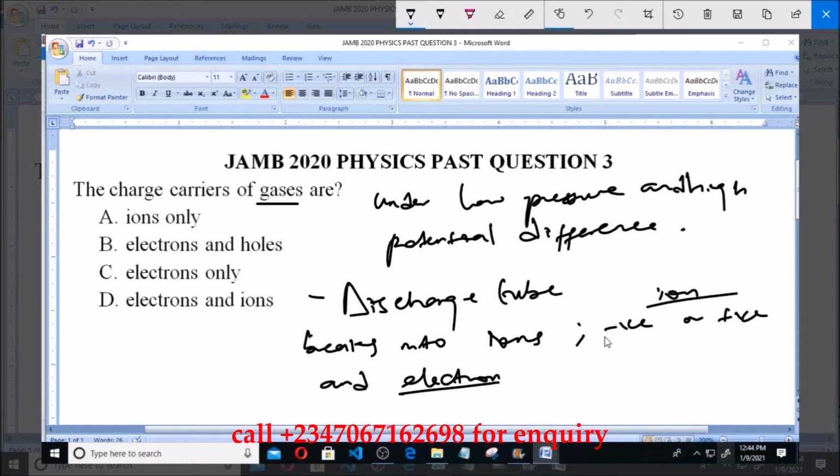Now, electrons and holes are the basic carriers of semiconductors. The hole is a positive carrier, while the electrons are the negative charge. But for gases, it is electrons and ions. So option D is the correct answer to this question.